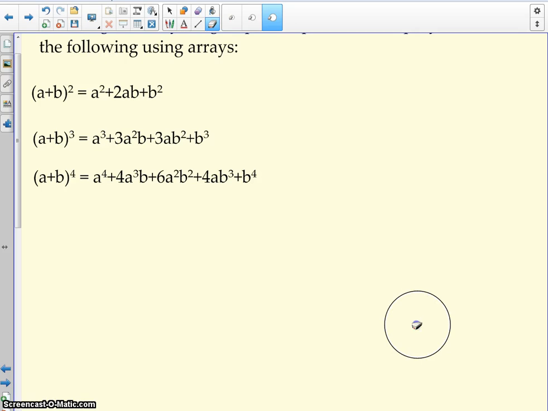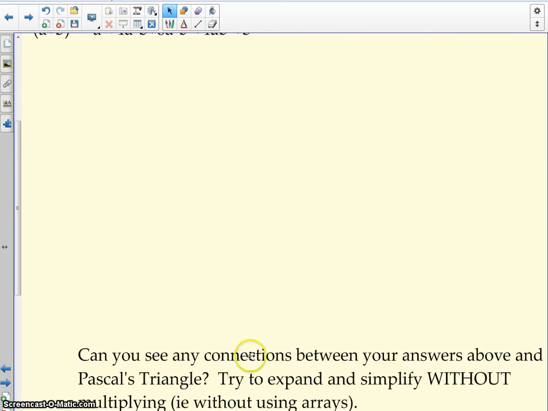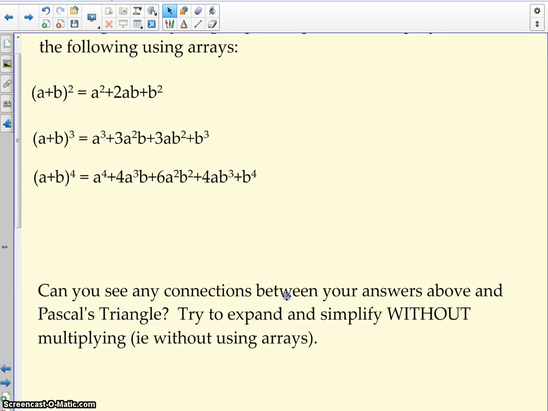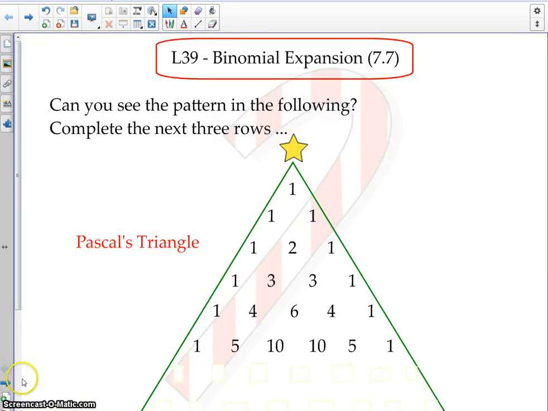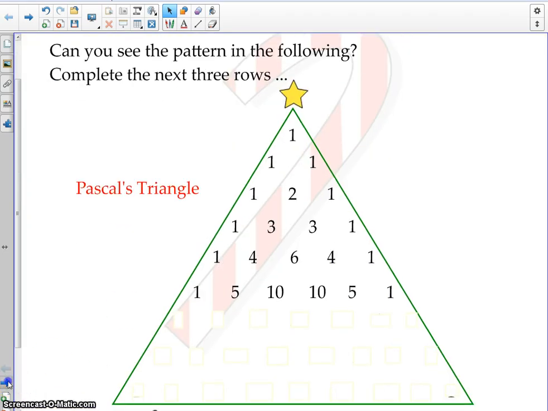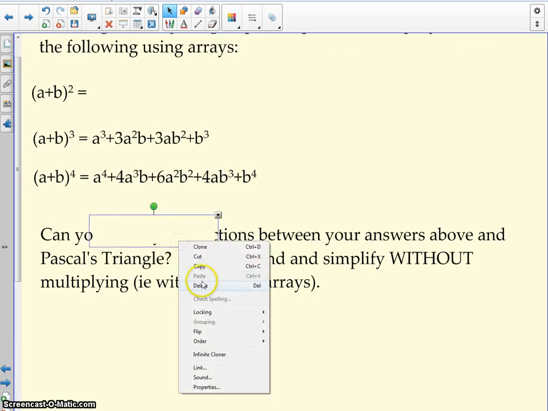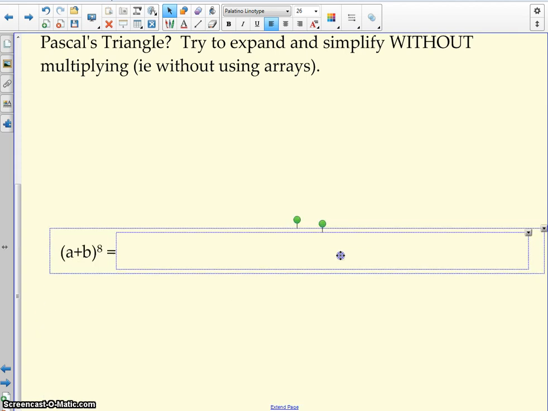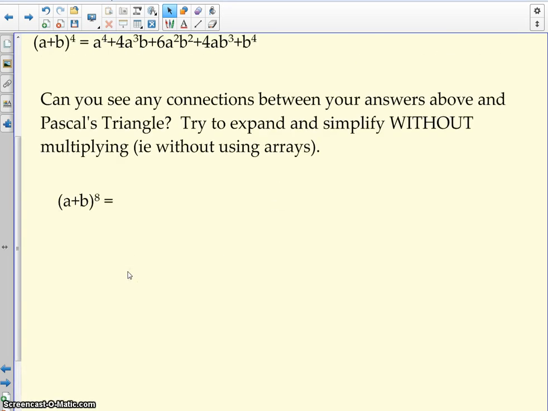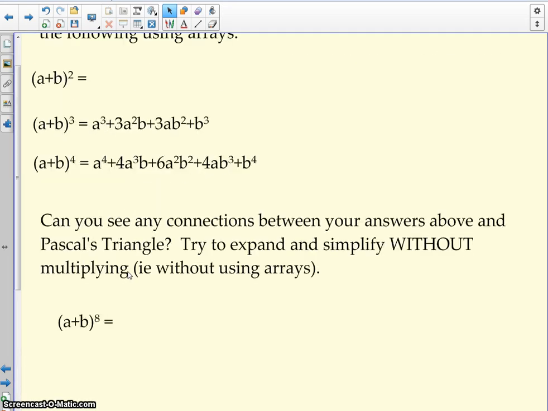Okay, what I want you to look for now is any patterns or connections you might see between the answers above and the numbers we just saw in Pascal's triangle over here. Okay, so we have a lot of different values you can look at here. Again, try and compare them, see if you can see any patterns. And then once you finish finding those patterns, I want you to try and expand (a + b) to the exponent 8 without using any arrays, because you can imagine doing this by hand would take you a very, very long time. Try and see if you can use the patterns you see from Pascal's triangle to expand (a + b) to the exponent 8.